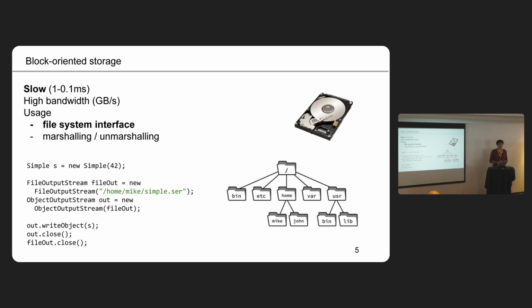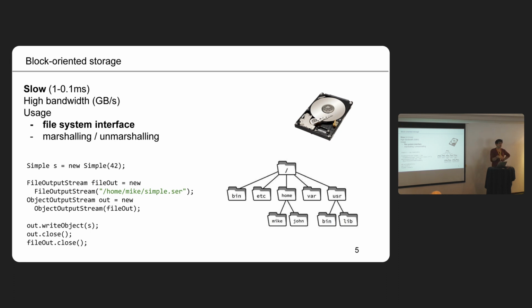So today we have durability in languages with the help of the file system, as Gael presented this morning. It's slow in the sense that compared to the CPU, it's way slower. It's 1 millisecond to hundreds of microseconds. It has high bandwidth, and to access it, we use the file system interface.